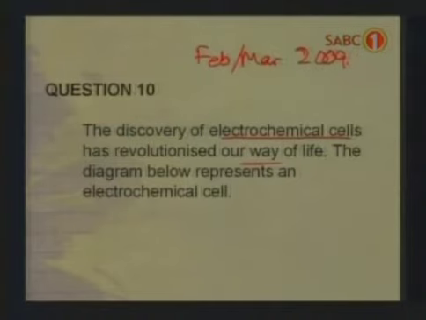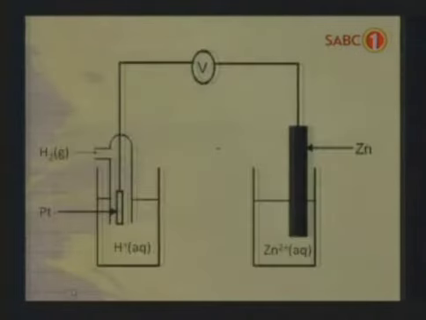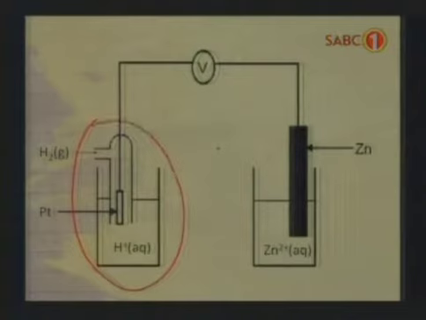Just think of all the things that run on little batteries. The diagram below represents an electrochemical cell. Let's take a look at it. Well, there's a diagram, and immediately you're going to look at this and you're going to say, something's missing. But all right, let's look at what we've got. What we've got here very clearly is a standard hydrogen cell.